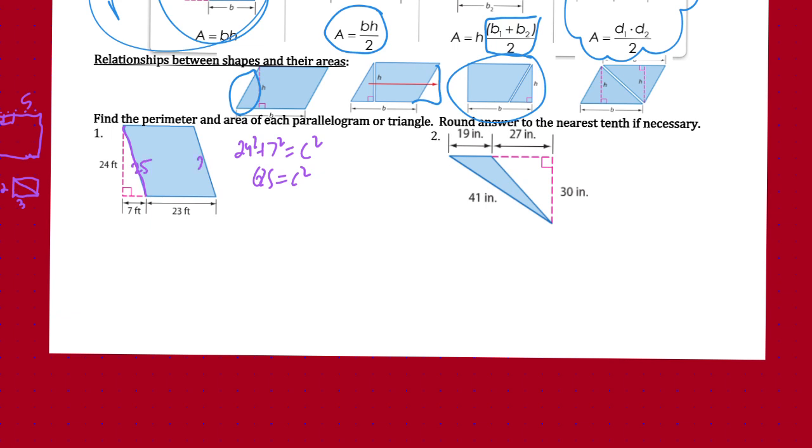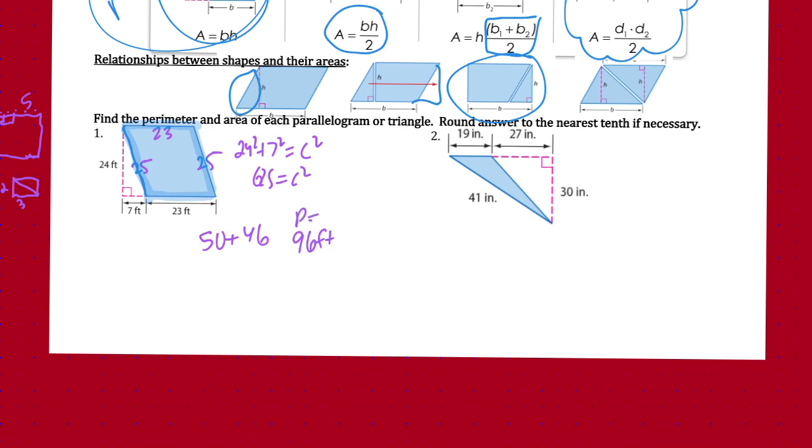Since it's a parallelogram, opposite sides are congruent. That means these 2 opposite sides are congruent, so that's 23. To find the perimeter, you just add up all 4 sides: 23 plus 23 plus 25 plus 25. You could double 23 and add it to double 25, which gives the same answer. So we get 50 plus 46, and that gives us a perimeter of 96, and that's in feet.